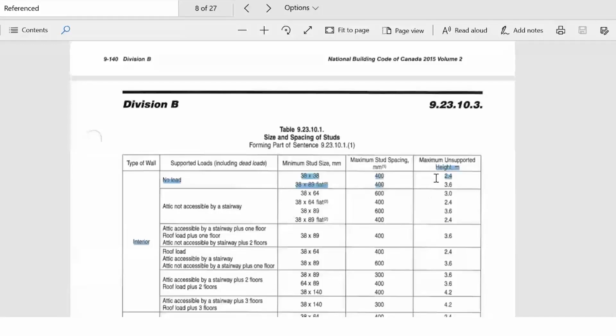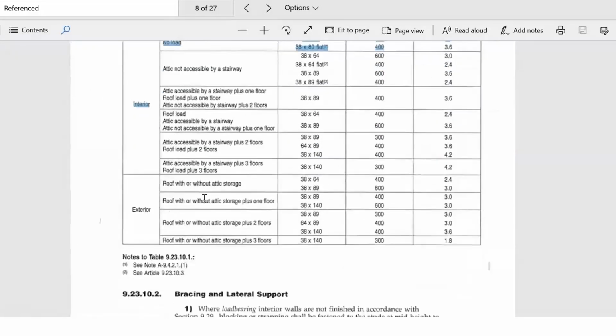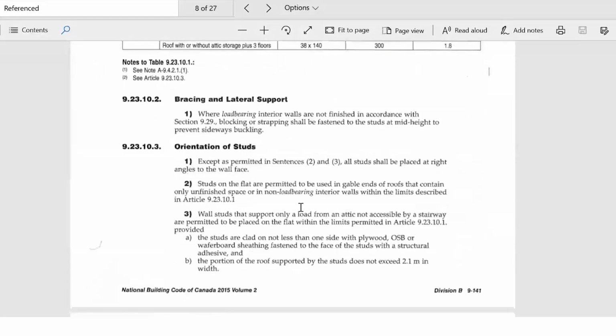As you can see here, we have very limited wall heights, but for gable walls, you can see the orientation, gable ends of roofs, where the application of those types of walls and studs may be used. Walls that support only a load from an attic roof, an attic not accessible by a stairway, are permitted to be placed on a flat within the limits permitted by Article 9.23.10.1, provided the studs are clad on not less than one side with plywood, OSB, or waferboard sheathing, fastened to the face of the stud with a structural adhesive, and the portion of the roof supported by the stud does not exceed 2.1 meters in width.